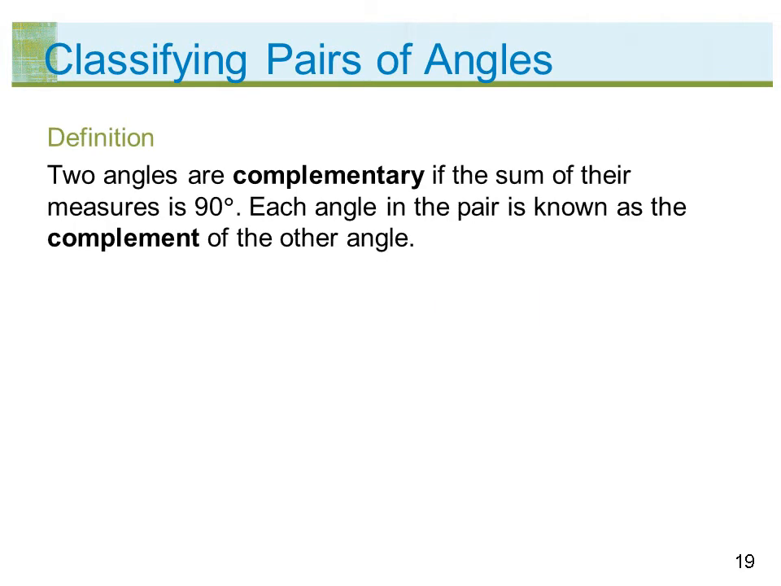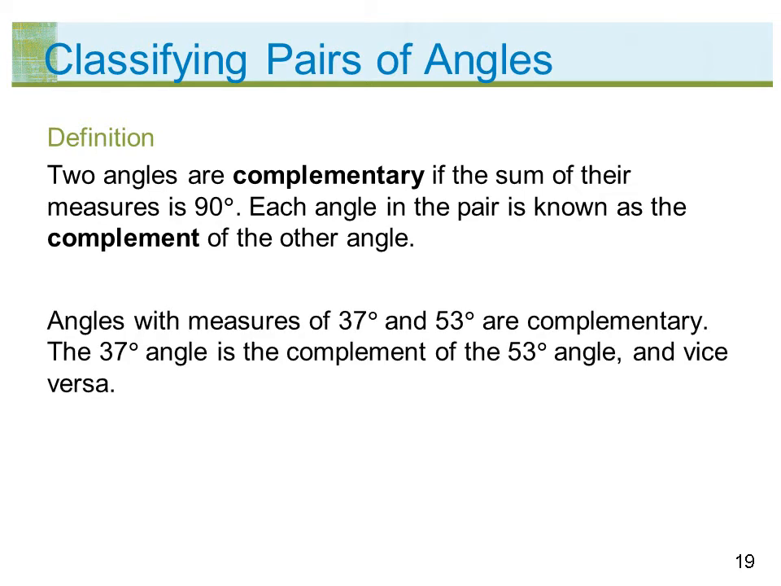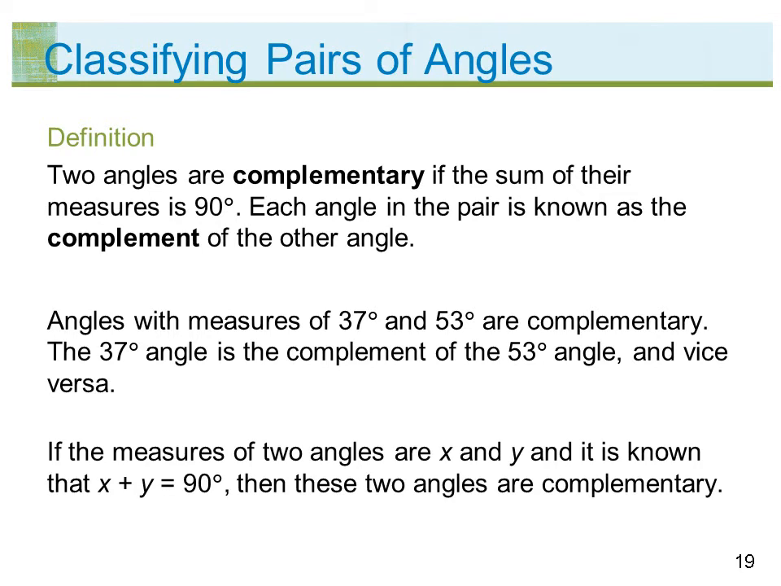Definition. Two angles are complementary if the sum of their measures is 90 degrees. Each angle in the pair is known as the complement of the other angle. Angles with measures of 37 degrees and 53 degrees are complementary. The 37-degree angle is the complement of the 53-degree angle, and vice versa. If the measures of two angles are x and y, and it is known that x plus y equals 90 degrees, then these two angles are complementary.